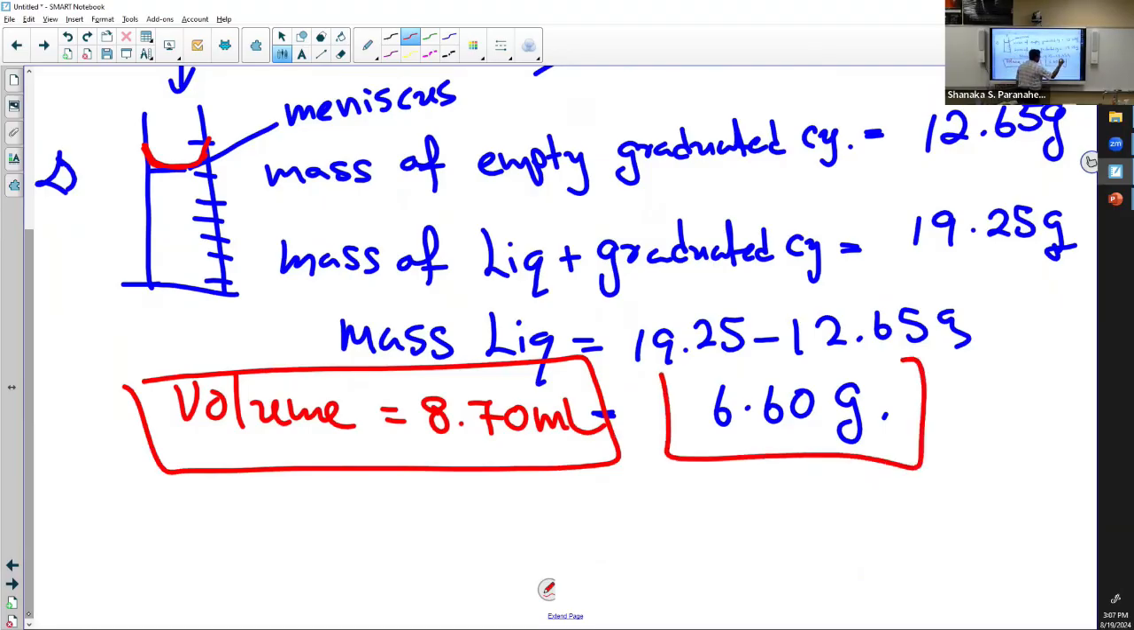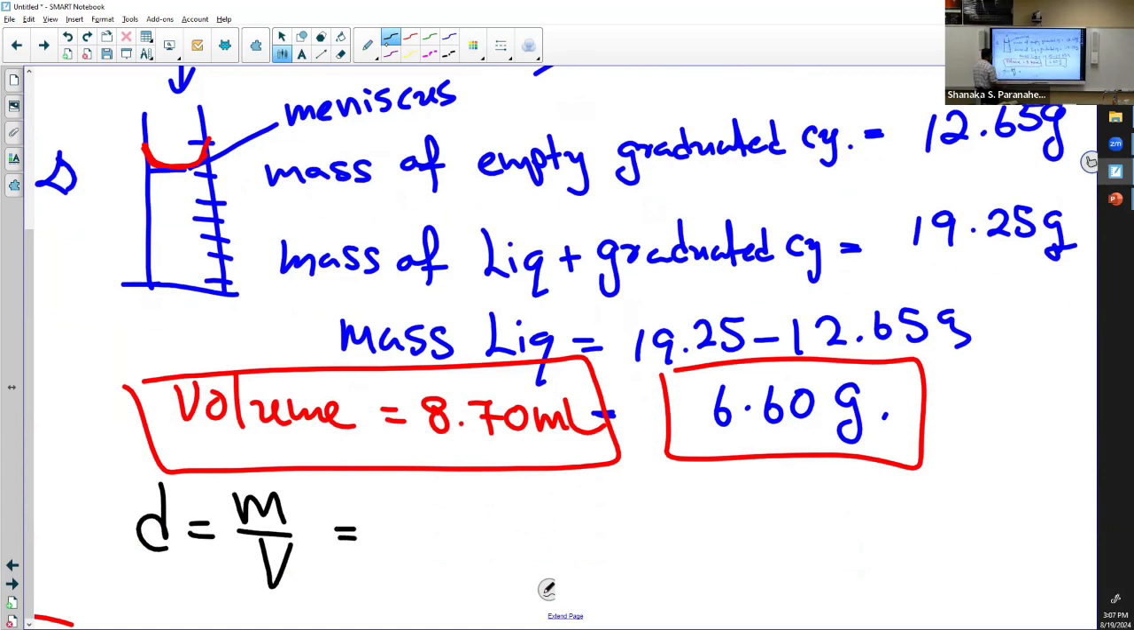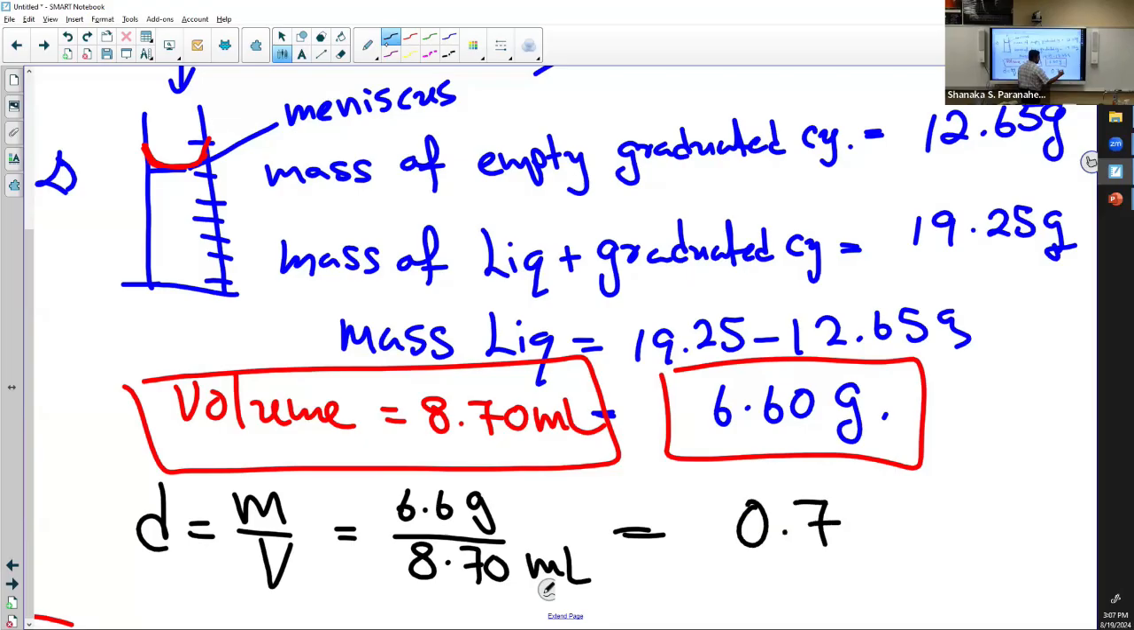So now I have both physical properties required to calculate density. I can calculate density using the density equation. It's mass over volume. Mass is 6.6 and volume is 8.7, in milliliters. So what is the answer? 6.6 divided by 8.7. It's going to be 0.7586. So 0.758, okay, I'll round it to 0.76. The unit is going to be grams per milliliter.